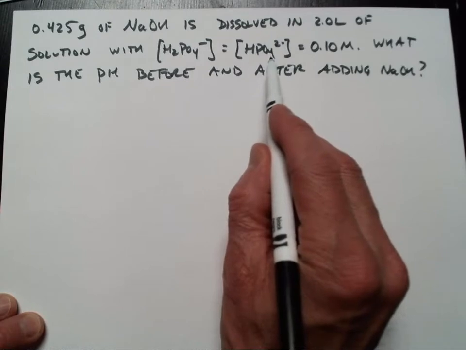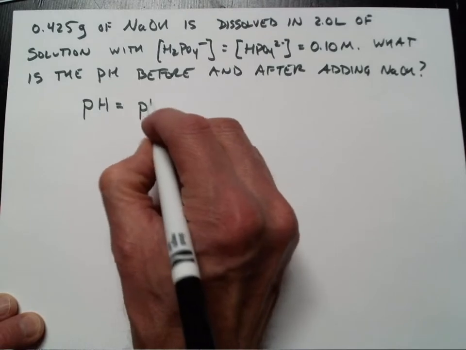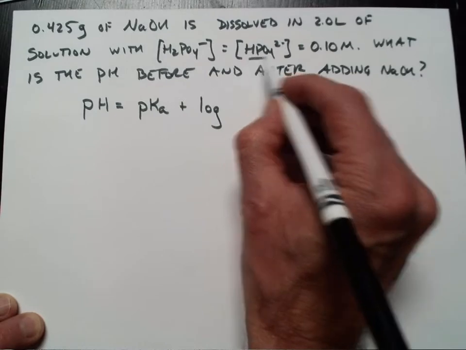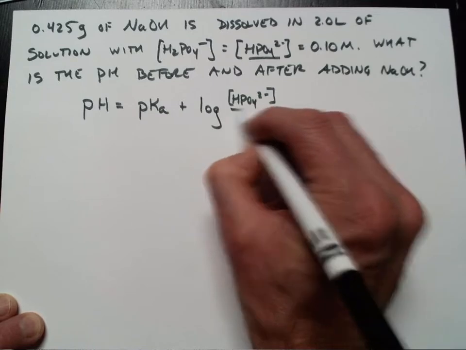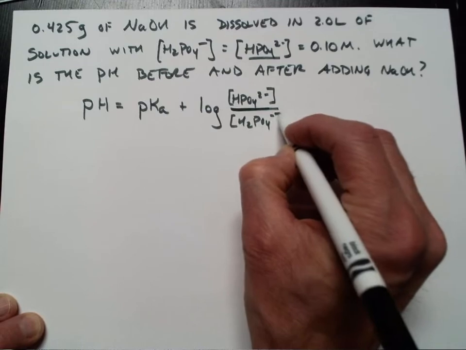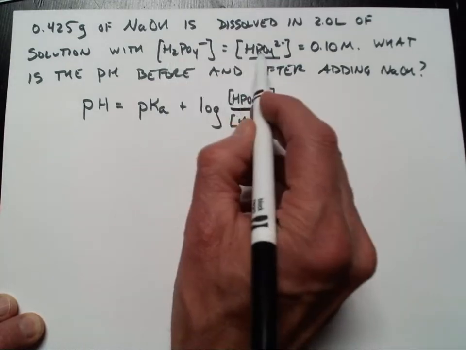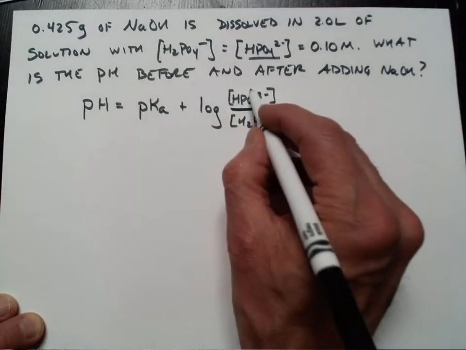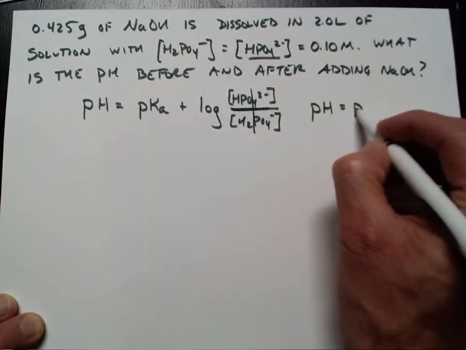It looks like we got a buffer problem here. Let's write the buffer equation. The pH is going to be the pKa plus the log of the base over the acid concentration. So I recognize this as a conjugate acid-base pair because they differ by the presence of a single proton. Well, in this case, they're equal. So I've got the log of 1, which is 0. So before adding any sodium hydroxide, the pH is just going to be the pKa.